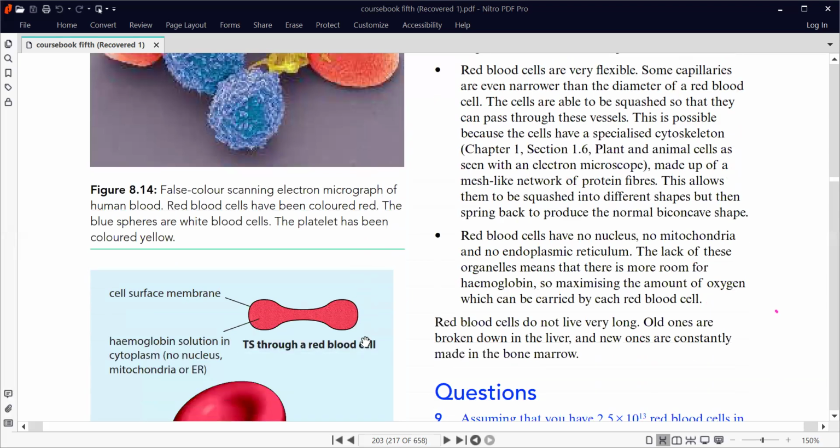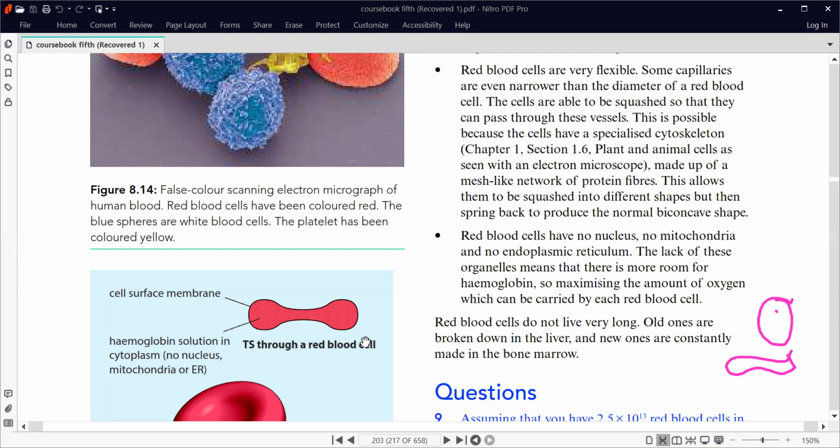Red blood cells are very flexible. As I already mentioned, they are highly flexible cells. From this shape, they can squeeze themselves like this, and they can easily pass even through a very small and narrow capillary.